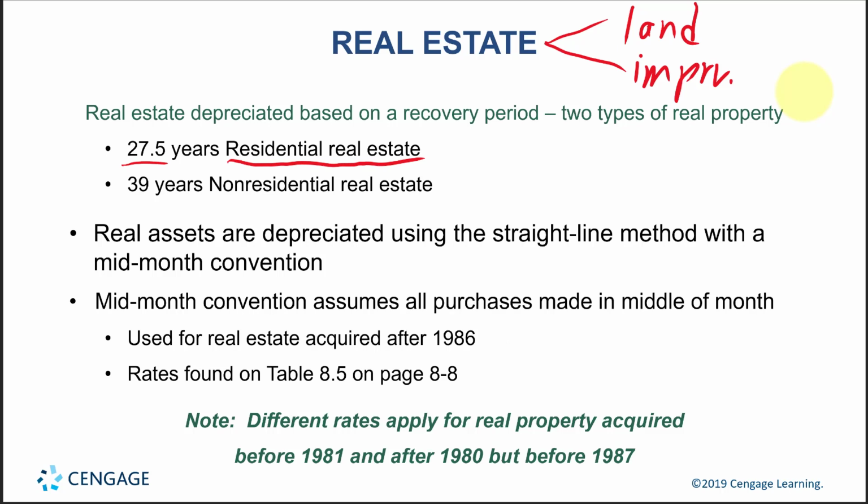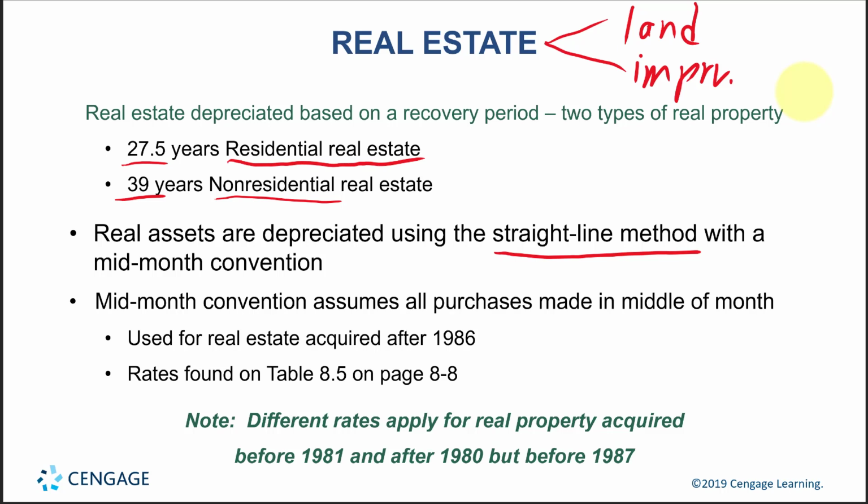Now, if the property is not where people live, non-residential property, like an office building, a factory, a warehouse, these are used in business or maybe even rented out by a landlord. But in either case, people don't live here. And we're going to assign that type of property a longer life, 39 years. The calculation for depreciation uses the straight line method most of us are familiar with that we had learned in a previous accounting class.